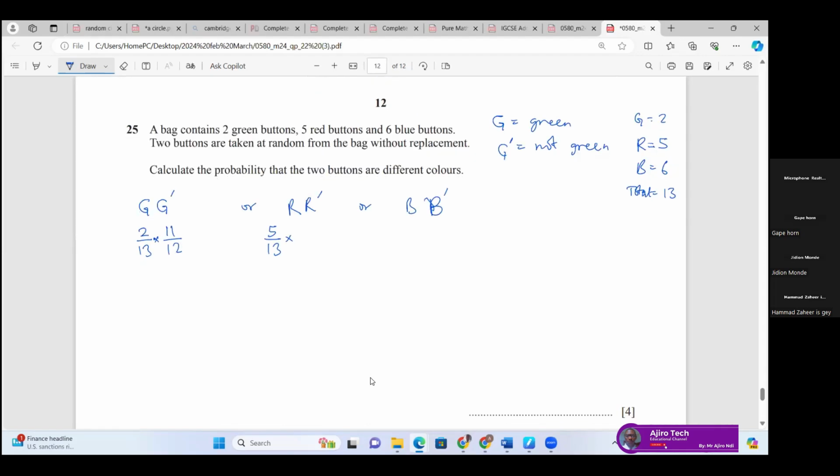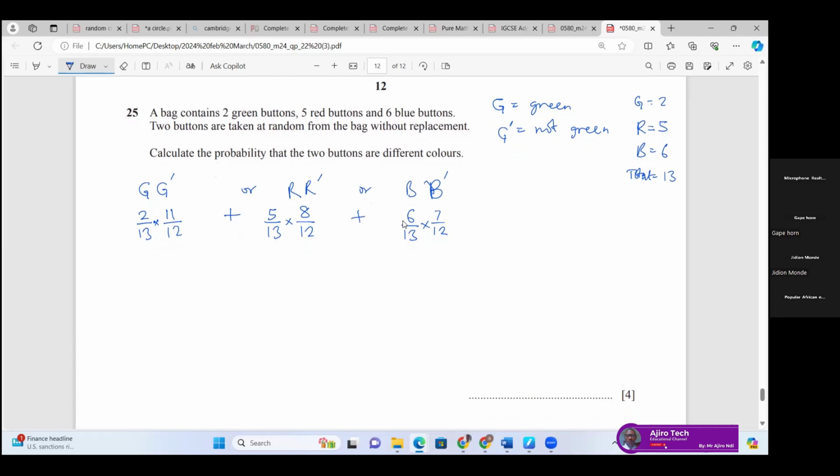So now, red is 5. Not red: 2 plus 6 is what? 8. 8 over total here is 12 because you're taking 1 away. Then this one, blue is what? 6 over 13. Not blue is 2 plus 5, which is 7 over 12. Then 'or' means that it can be this or this or this. Just add them together. That's the meaning of 'or' here.